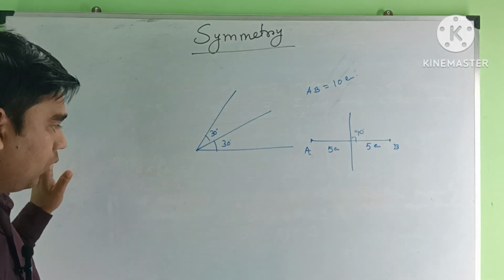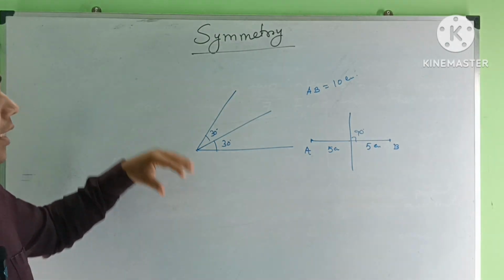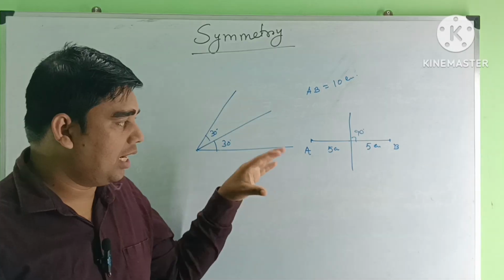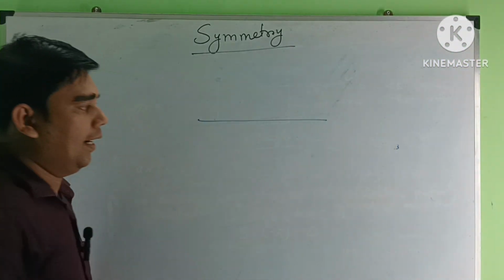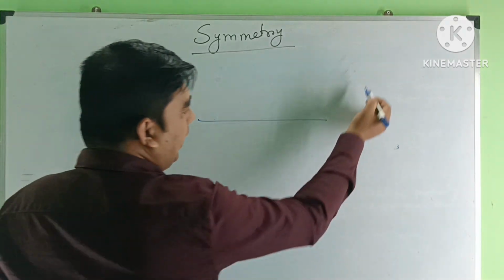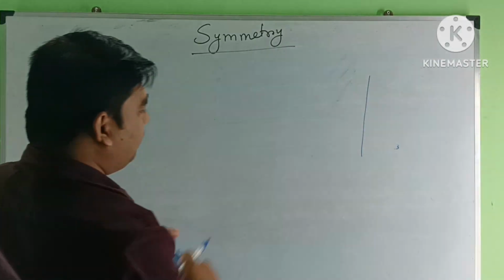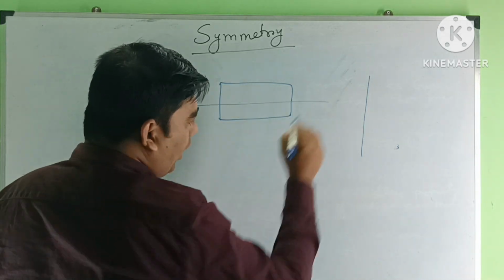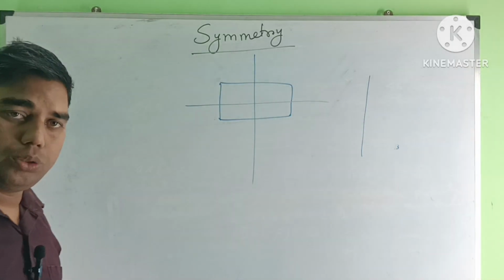Today we discuss different types of figures, and how many lines you can draw in each figure. This line is called a horizontal line, and this line is called a vertical line. First we consider a rectangle. If you draw a horizontal line, the figure is symmetric. If you draw a vertical line, the figure is also symmetric.